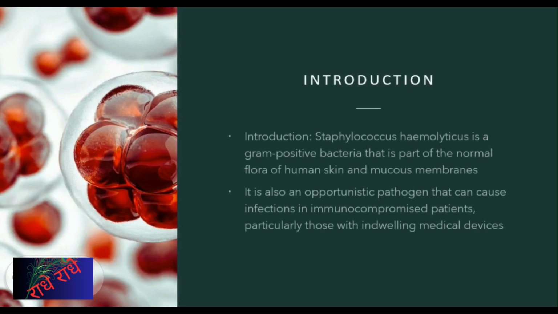Haemolyticus is a bacteria commonly found in our environment, on many human skin and mucous membranes. Though it is typically harmless, it can be an opportunistic pathogen, able to cause infection in people with weakened immune systems or those with medical devices in their bodies. Thus, its potential for harm should not be underestimated.